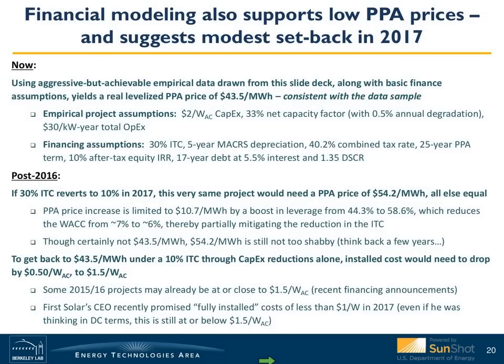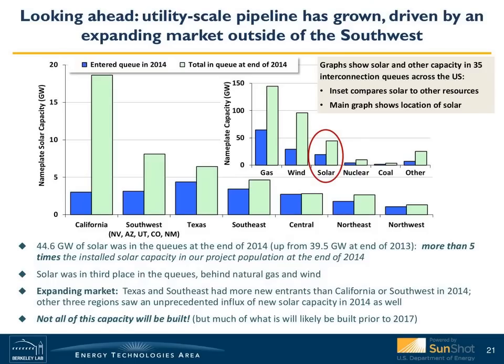And that notion is also supported by the fact that at the end of 2014, there were nearly 45 gigawatts of solar making their way through 35 different interconnection queues across the country. That's obviously a whole lot of capacity. It was more than 5 times the installed base at the time, which puts solar in third place within the queues behind natural gas and wind power, as shown here in the inset graph.